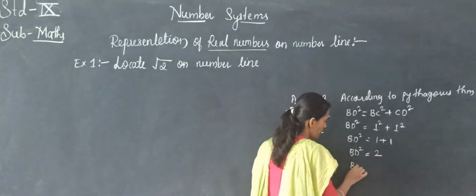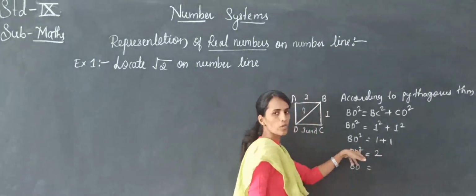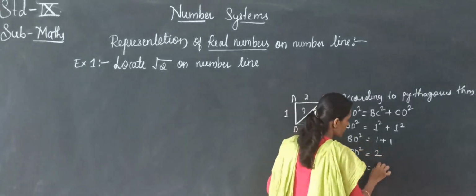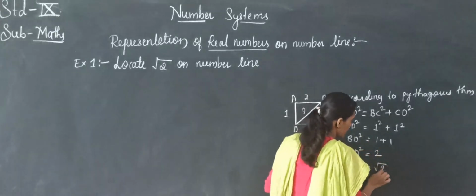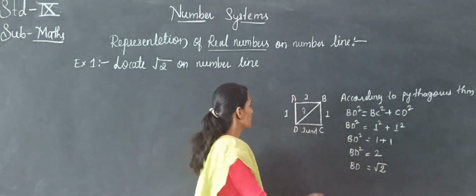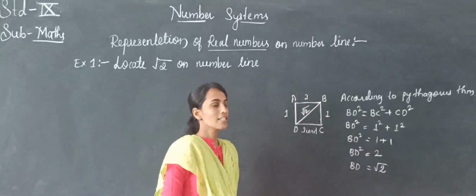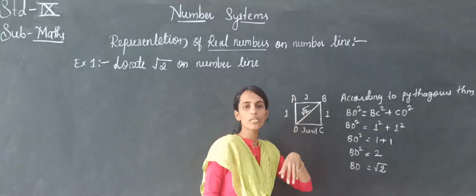And BD, when the square is transferred to the other side of the equal sign, it will become a root. That means root 2 here. So this is root 2. Yes? Then how to represent root 2 on the number line?